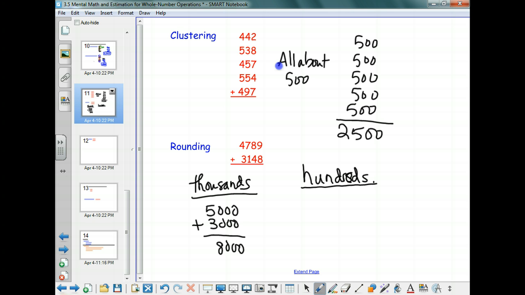4,789. This is my hundreds place, the 7, so I look at my 8. The 8 tells me I'm going to take the 7 and do what with it? Round it up to an 8. This is 4,800. 3,148. The ones place is the hundreds place. I look at my 4. The 4 tells me I'm going to do what? Leave the 1 alone. The result? 7,900.